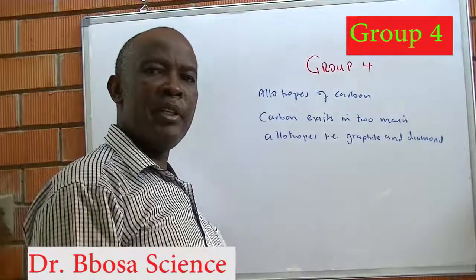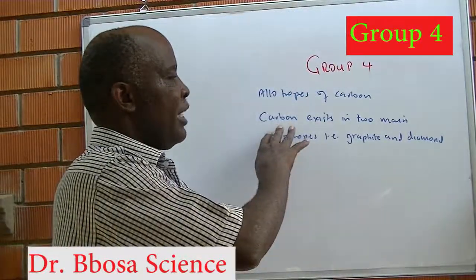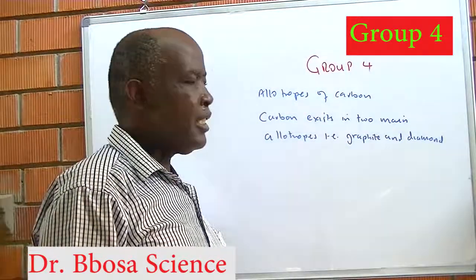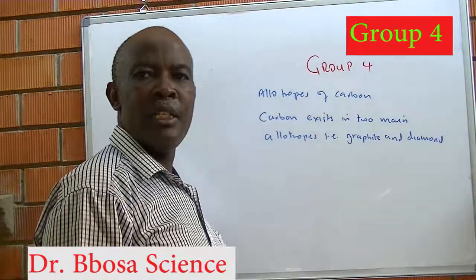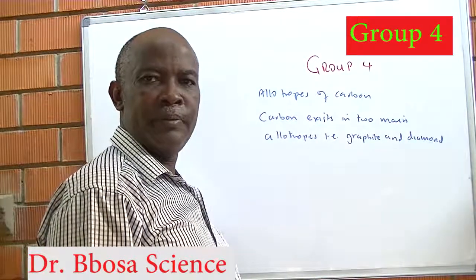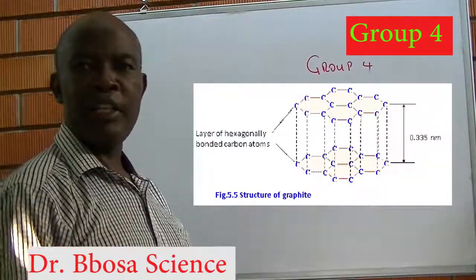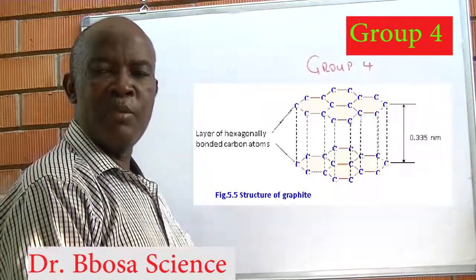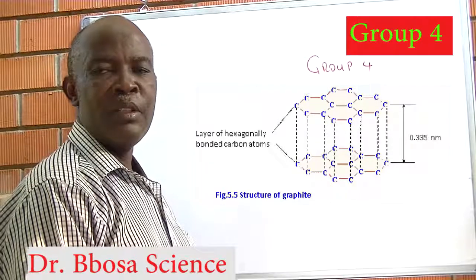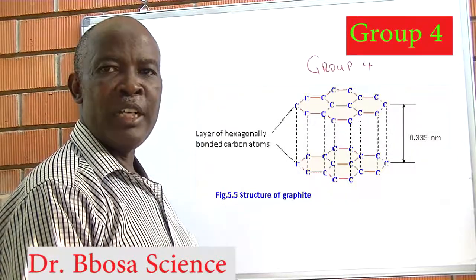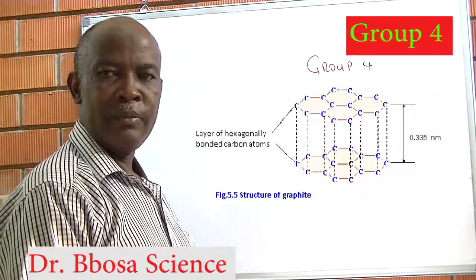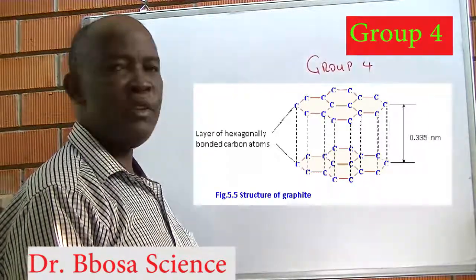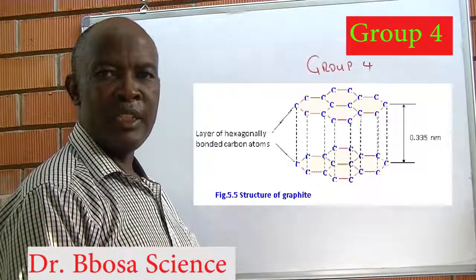Allotropes of carbon. Carbon exists in 2 main allotropes, that is graphite and diamond. Structure of graphite. In graphite, each carbon atom is bonded to 3 carbon atoms to form a layer of hexagonal rings. Each layer is bonded to another by weak van der Waals forces.